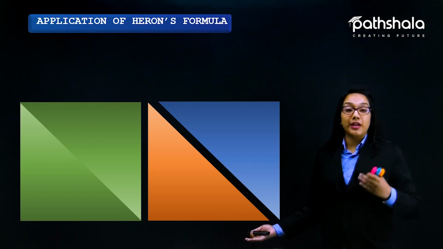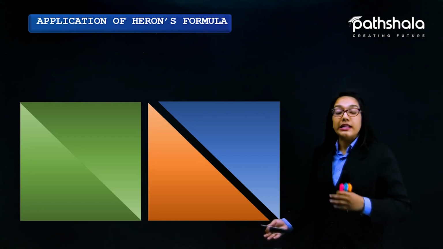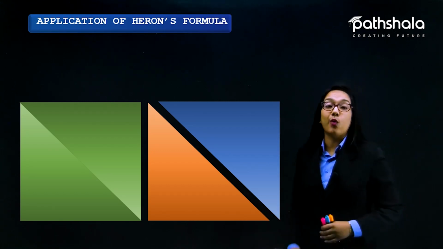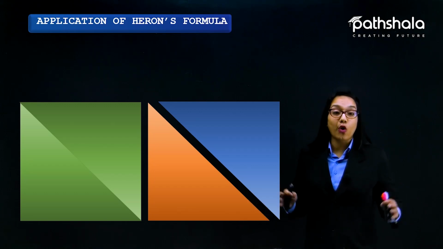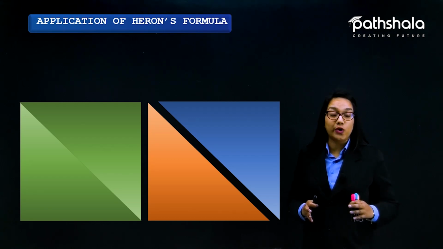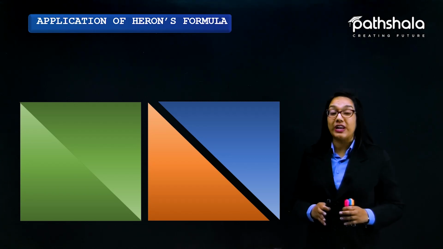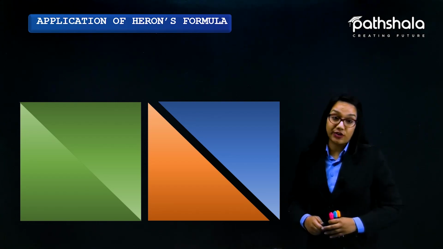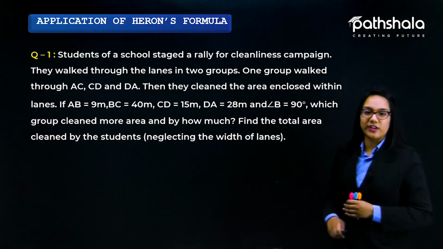If I am able to find the area of this blue triangle and the area of this orange triangle, then the sum of these two triangles is equal to the area of that particular quadrilateral. So this is all about finding the area of a quadrilateral using Heron's formula, in which we separate a quadrilateral into two triangles, and after finding the area of each, we add the areas and it gives us the area of the whole quadrilateral. Let's move on further and see a question related to the application of Heron's formula.